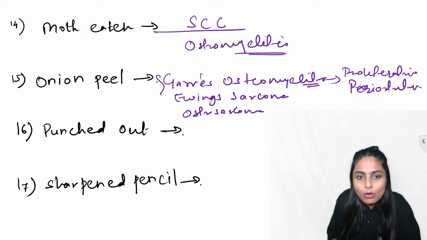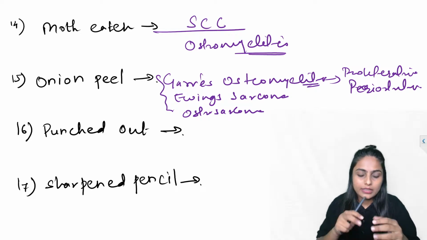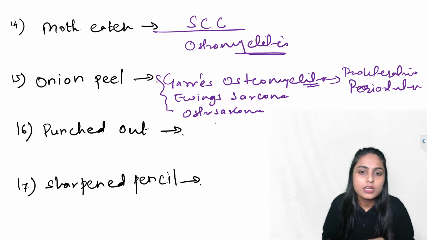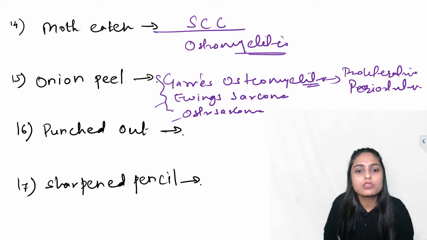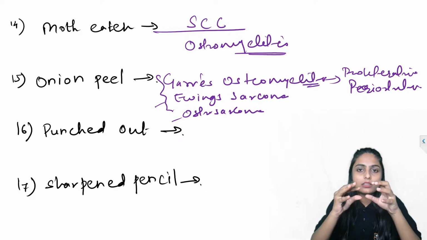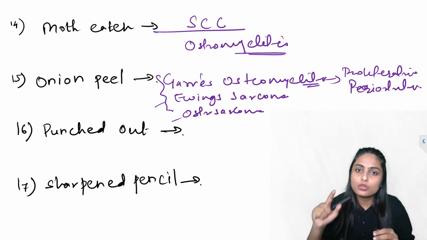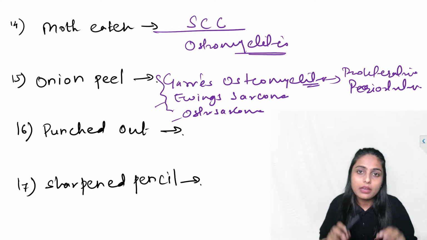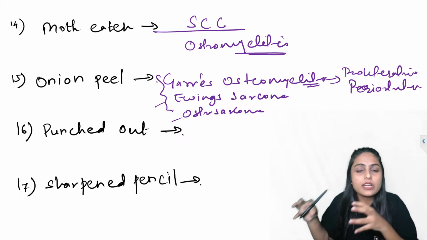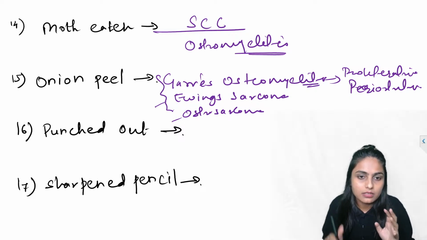So there were doubts raised by the students that they ask onion peel appearance is seen in, and they give both in the options, Ewing's sarcoma and osteosarcoma. Then what to choose? First and basic thing is onion peel appearance is most commonly seen in Ewing's sarcoma. So you choose Ewing's in that case. If they give option D as both, you can mark both as the correct answer.